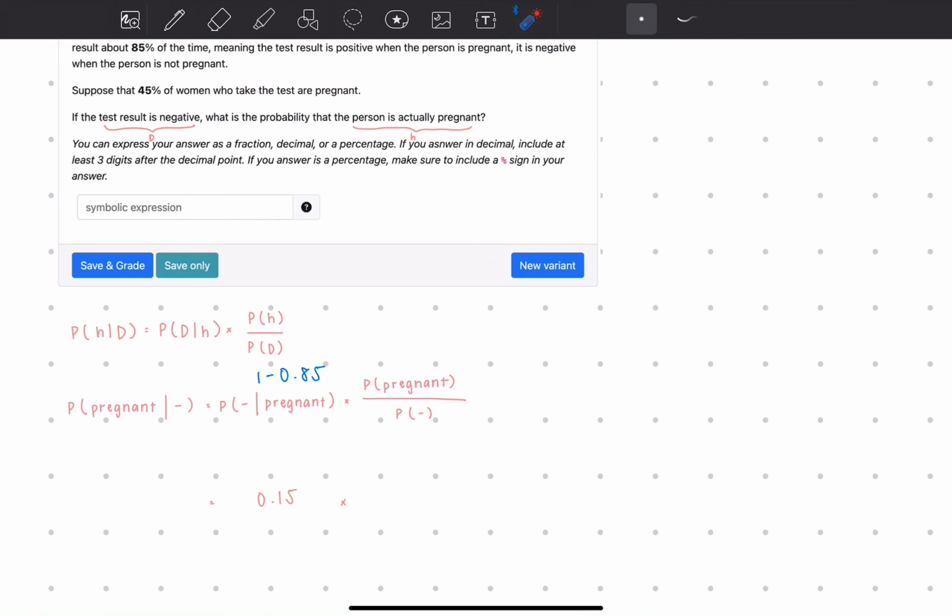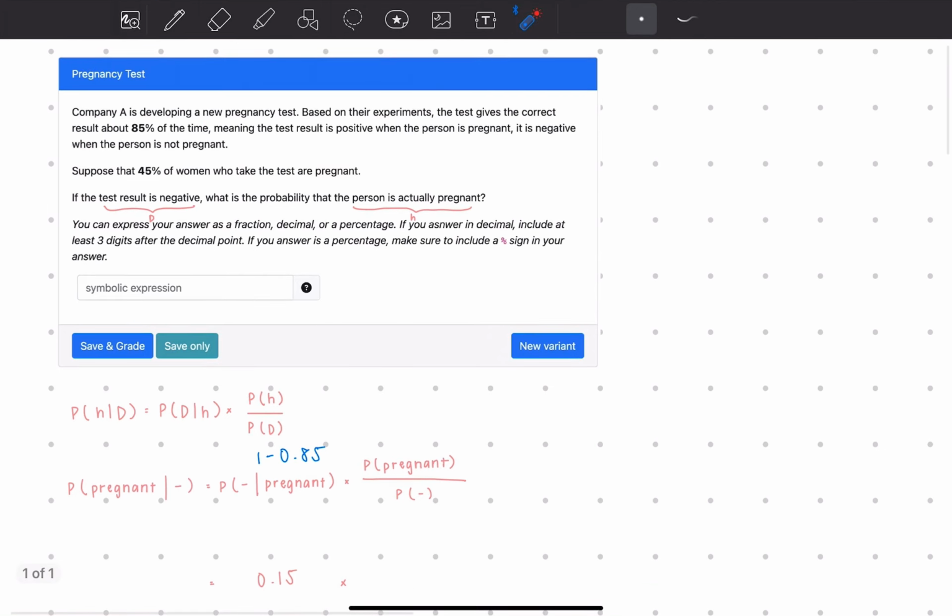Next, we want to find the probability of women who take the test being pregnant. And the question tells us 45% of women who take the test are pregnant. So they give us that information.